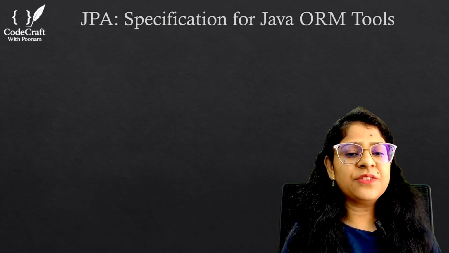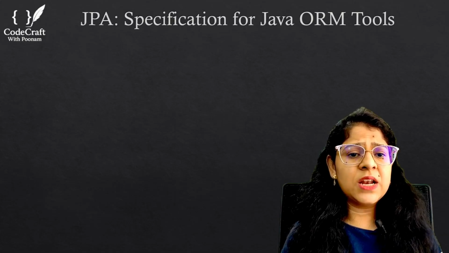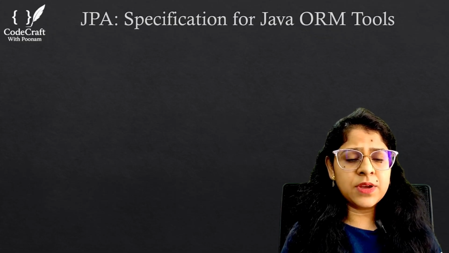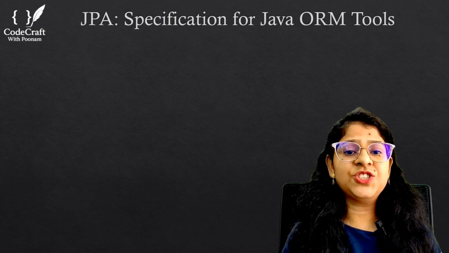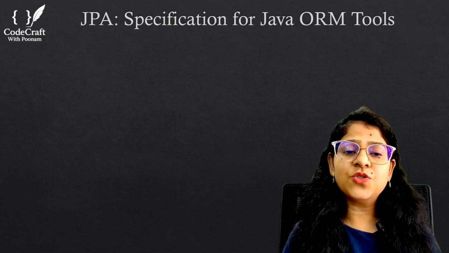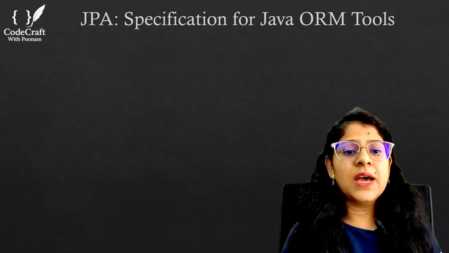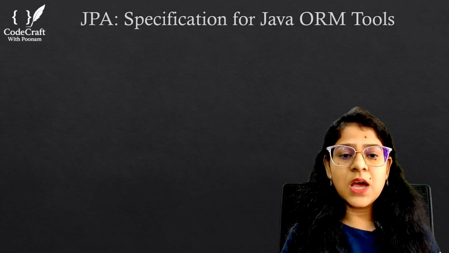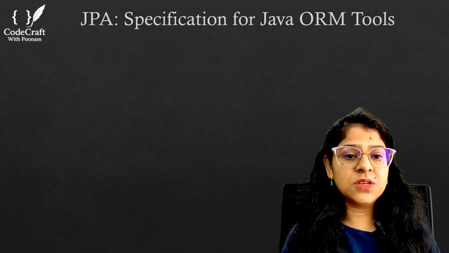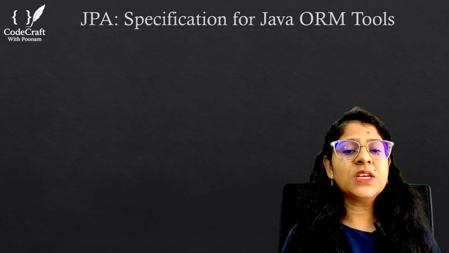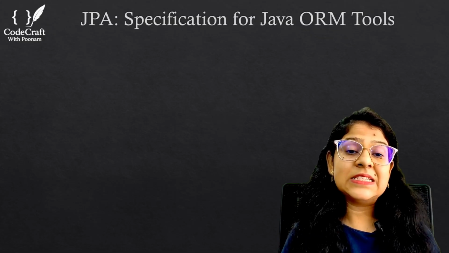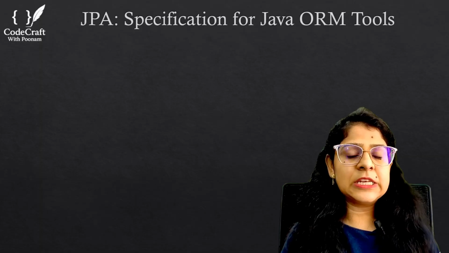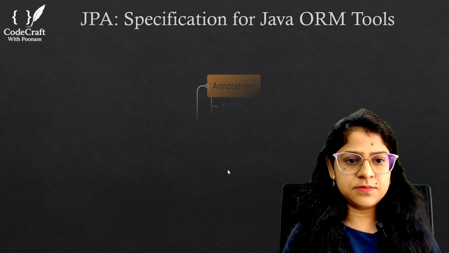JPA defines which annotations to use, like we have @Entity, @Table, @Id, @Column, and how to run queries like JPQL. JPQL is nothing but Java Persistence Query Language. It also tells us how the entity manager works and how transactions should be managed. So you can say that JPA is not code you can run. It is a contract. We have different frameworks which can implement it in different ways.